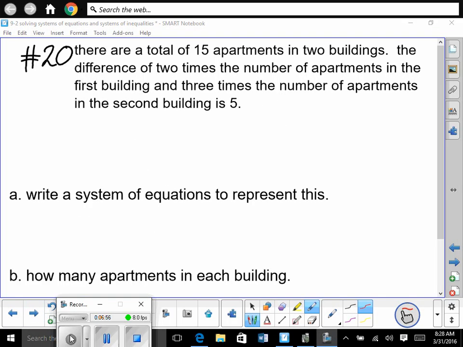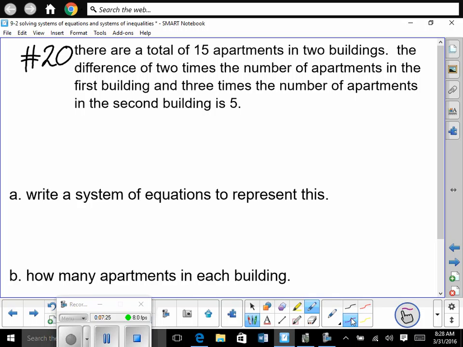So it says, number 20. If you want to read it off your paper, it's not so small. So there are a total of 15 apartments in 2 buildings. The difference of 2 times the number of apartments in the first building and 3 times the number of apartments in the second building is 5. Then it says, write a system of equations to represent this. So first of all, guys, with these kind of things, you have to kind of set up a little chart here to help you out.